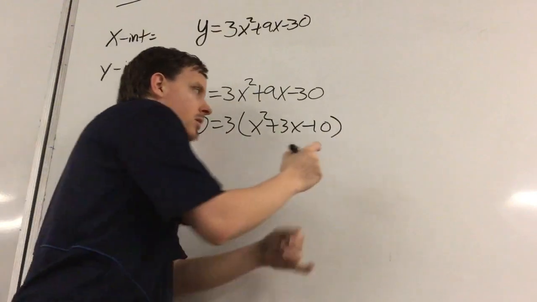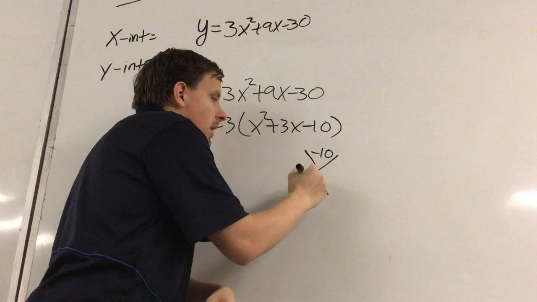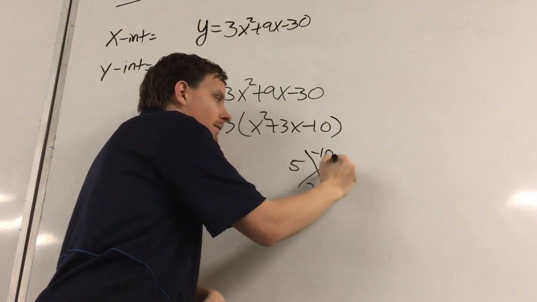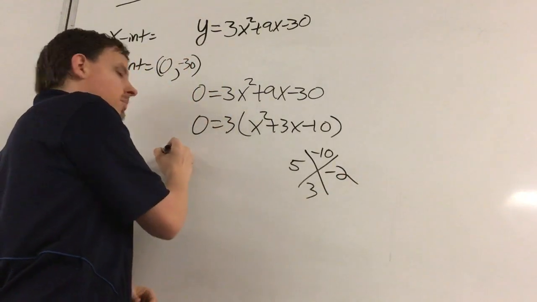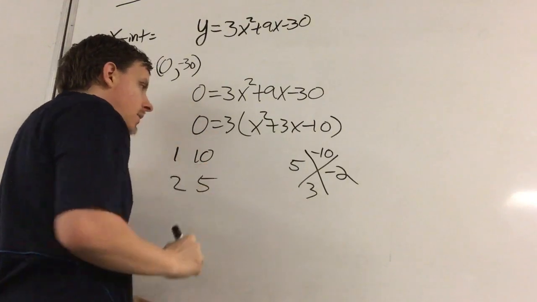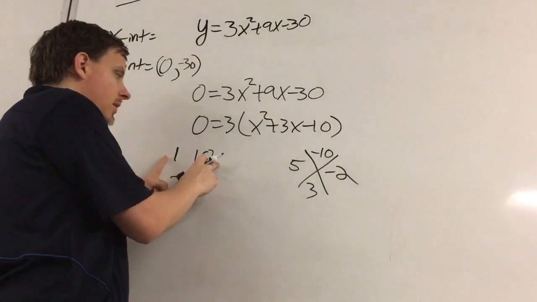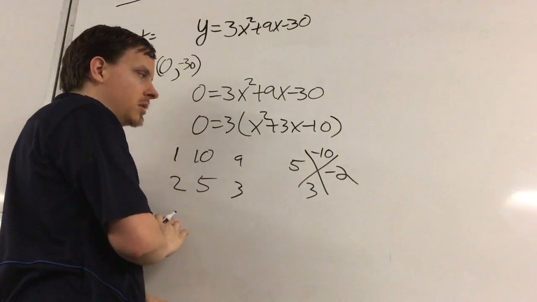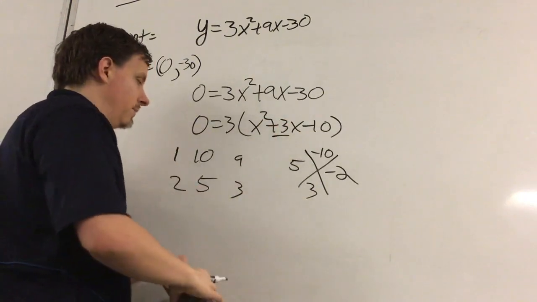Then I need to separate this. So I need two numbers that multiply to negative 10 and add to positive 3. And I happen to know those numbers are 5 and negative 2. If you didn't know that, write out all the numbers that multiply to 10. 1 and 10, 2 and 5, that's it. And then ask which one has a difference of 3. These have a difference of 9. These have a difference of 3. So those are my two numbers. The bigger one needs to be positive, so that way they add to a positive 3.